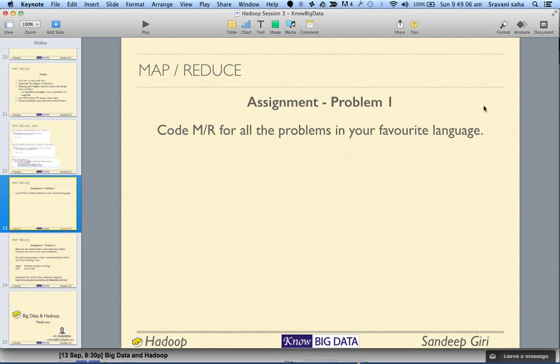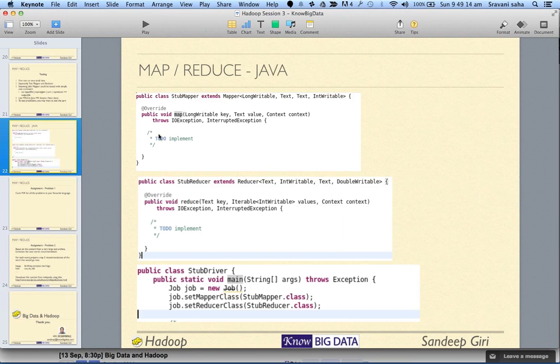Now, the assignment for today's class: in stub mapper as well as stub reducer, your code will go here. You will take the input value, process it, and put it in the output. All right. Similar is the case here.